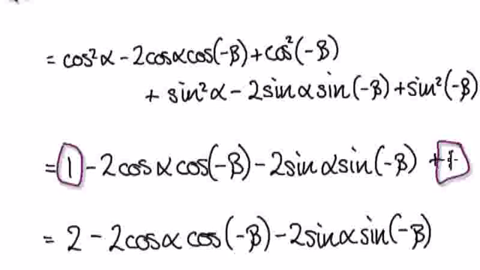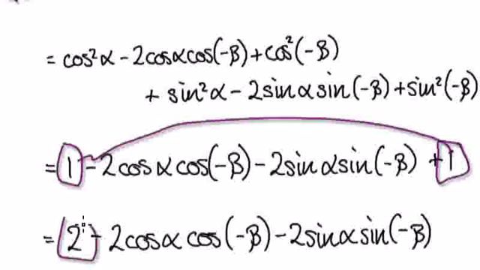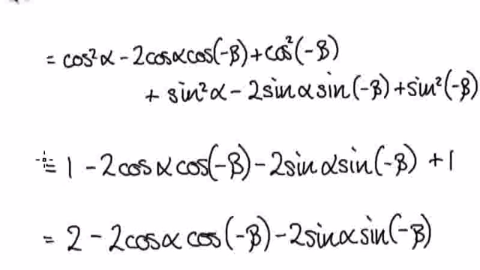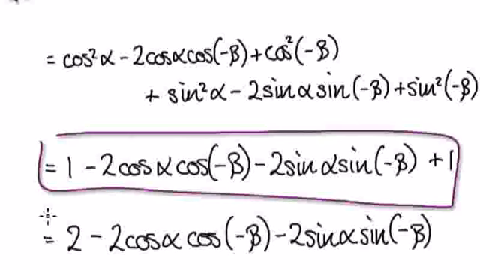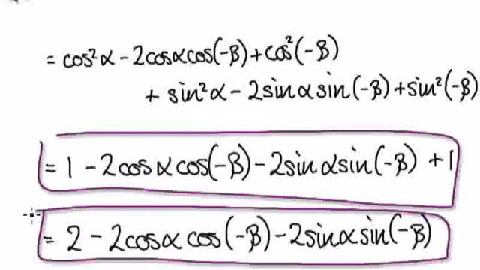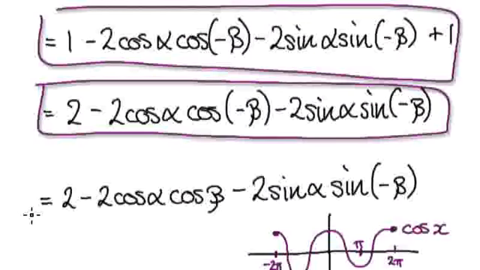Merge these two numbers together, and that will give you a 2. Everything else remains the same, so from here we would get to here.